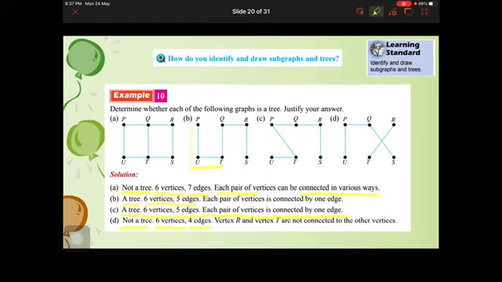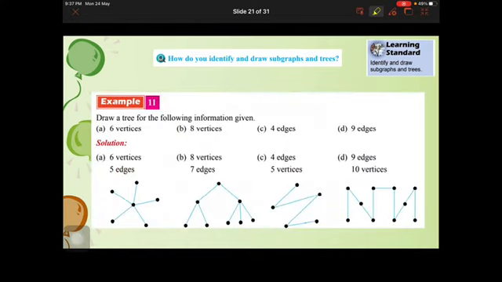Furthermore, vertex R and vertex T are not connected to the other vertices. Okay, if you can see, vertex R and T. Now example 11. Draw a tree for the following information given.